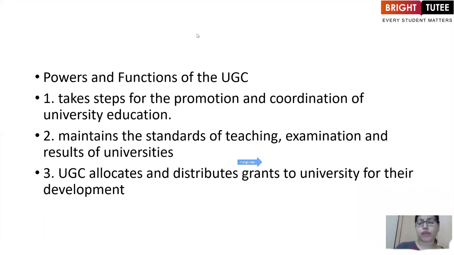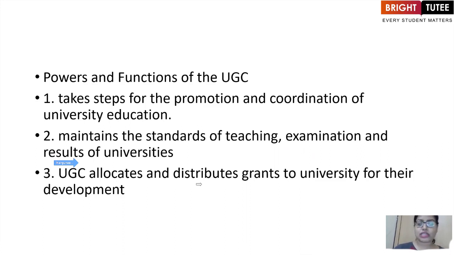When we talk about the different powers and functions which UGC has, so first one is that it takes steps for the promotion as well as coordination of university education. Next is it maintains the standards of teaching, maintains the standards of examination also. So will it be an open book examination? Will it be a semester examination, annual examination? What will be the method adopted to conduct the examination? All these things, maintaining its standards, maintaining its transparency, having a robust mechanism of examination, that again is the responsibility of UGC, and conveying of results of the examinations conducted.